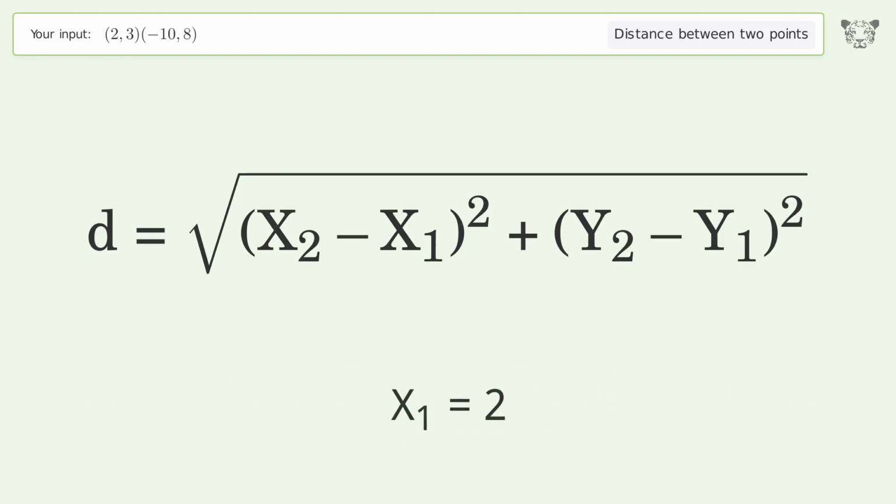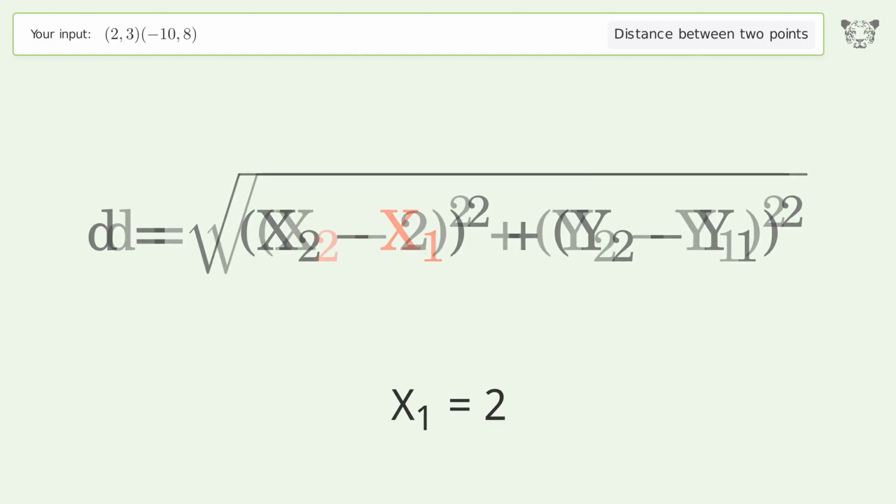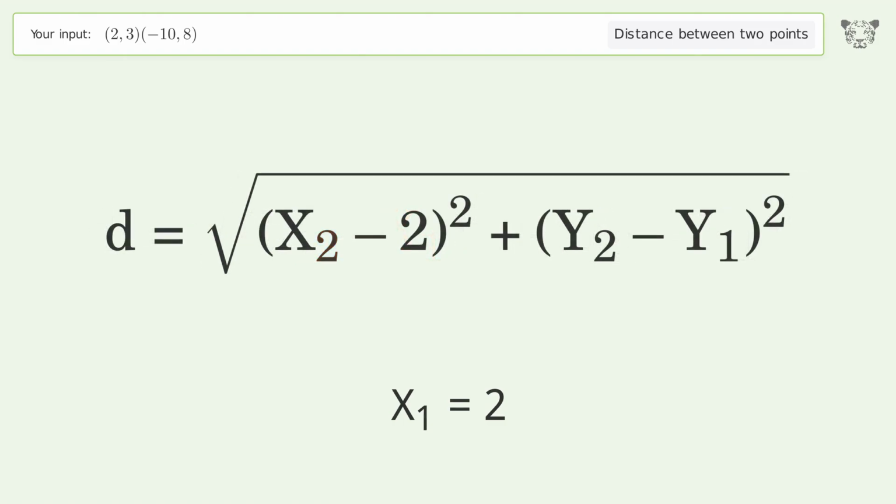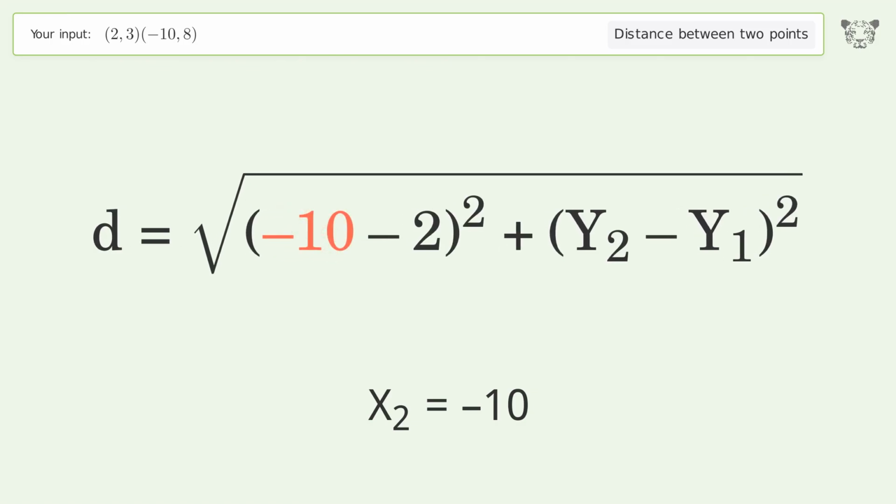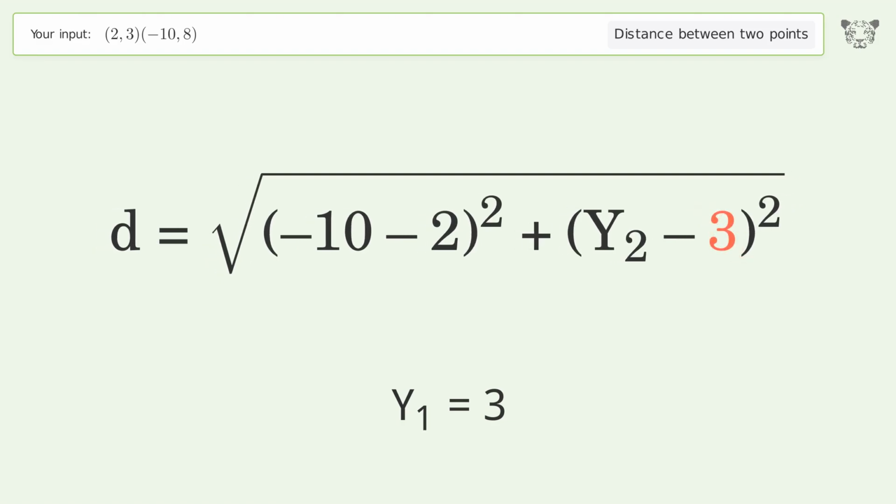x1 equals 2. x2 equals -10. y1 equals 3. y2 equals 8.